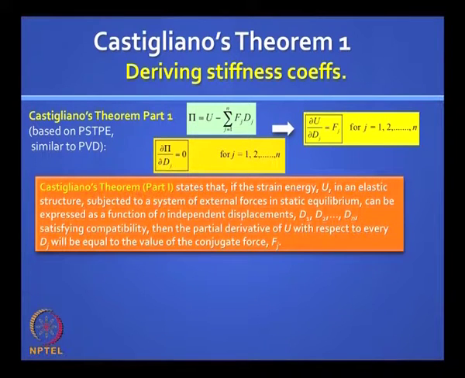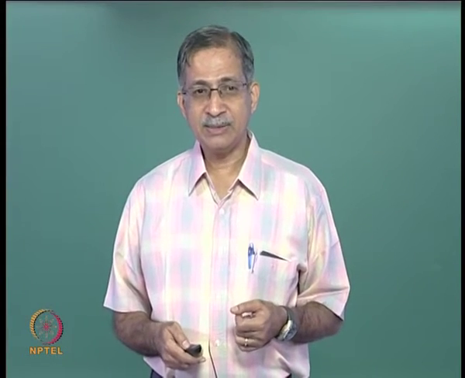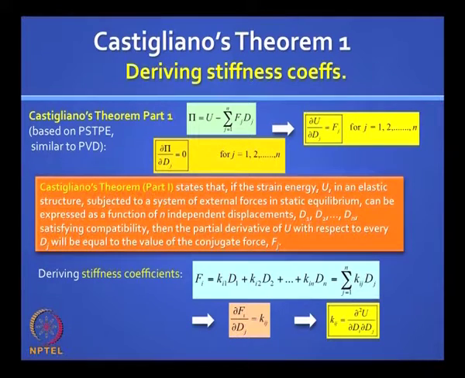This theorem states that if the strain energy u in an elastic structure, mind you we are not saying it should be linearly elastic, subjected to a system of external forces in static equilibrium, can be expressed as a function of independent displacements d1 to dn satisfying compatibility, then the partial derivative of u with respect to every dj will be equal to the value of the conjugate force fj. It is actually the same as the earlier principle expressed in another form, and you can use this to derive stiffness coefficients.